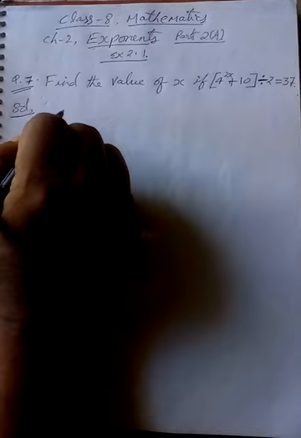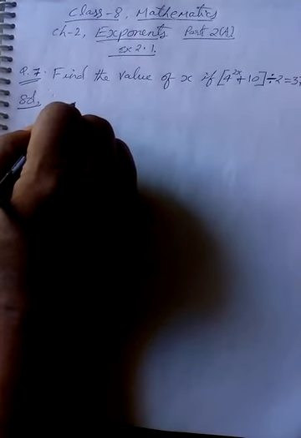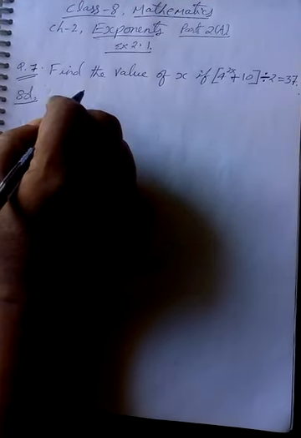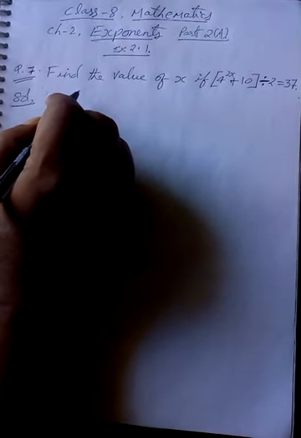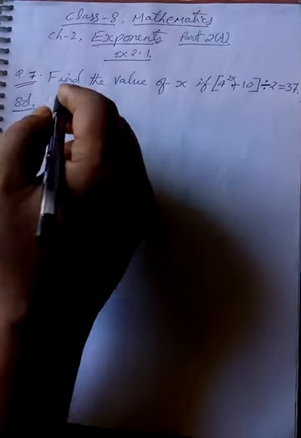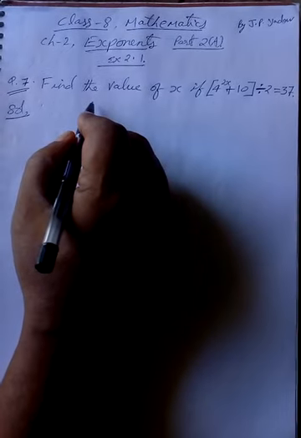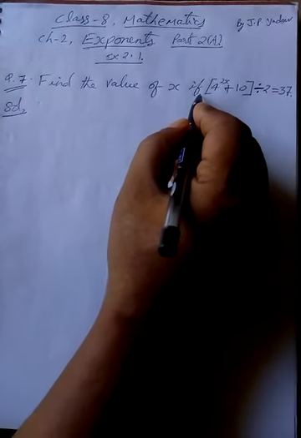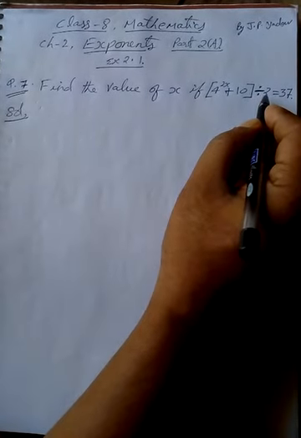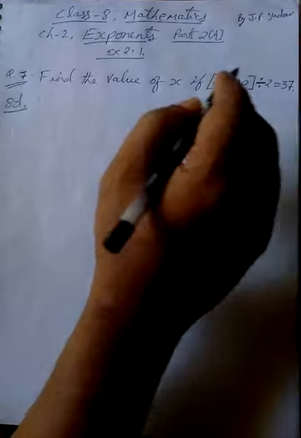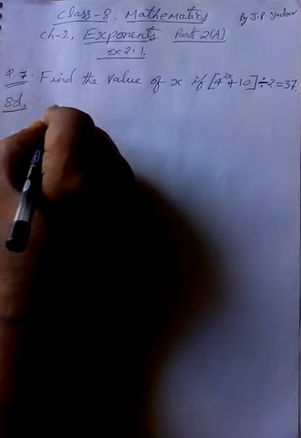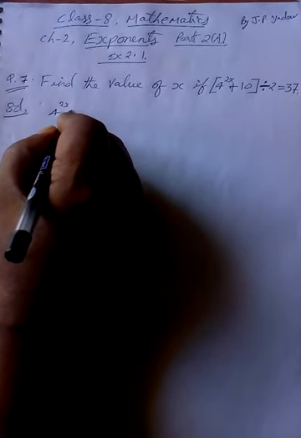Today we are going to do chapter 2, Exponents, part 2. In this chapter I am going to do some more questions regarding laws of exponents of positive integrals. The question is: find the value of x if 4 raised to 2x plus 10 divided by 2 is equal to 37. Look at the solution. The steps of the solution: first you will write the question.